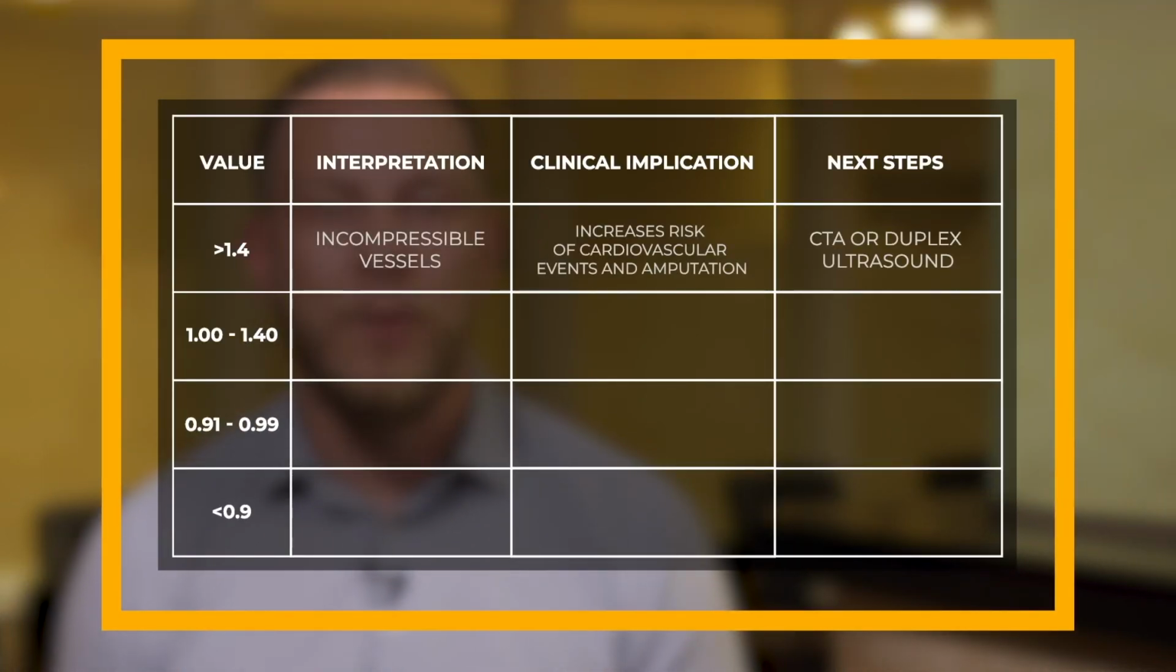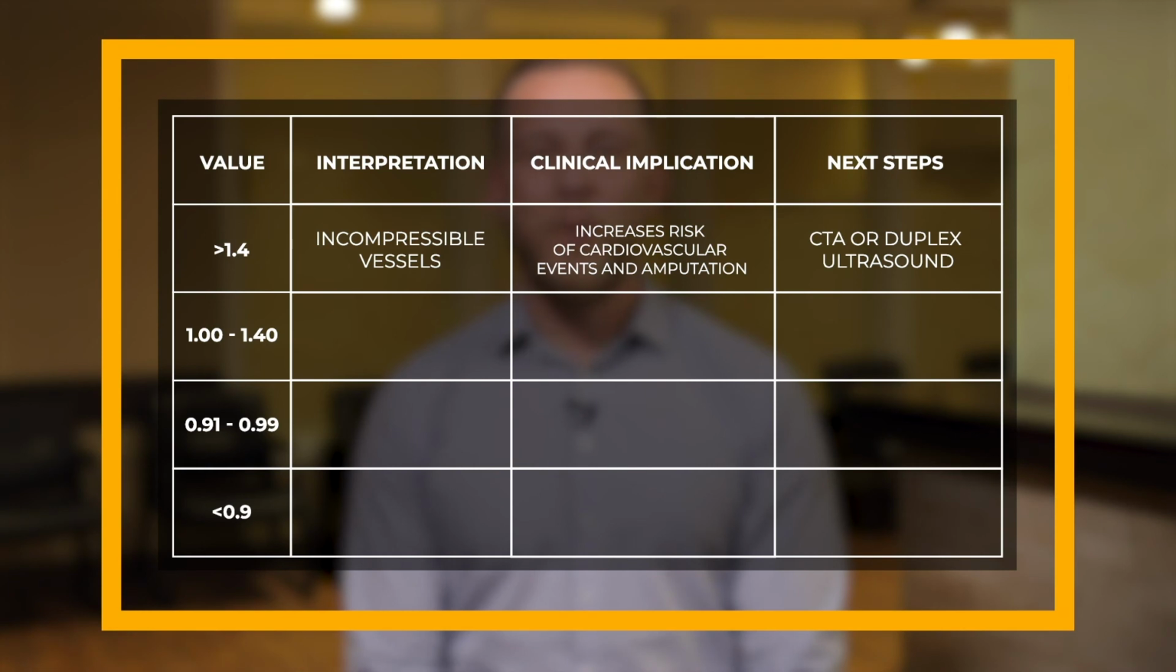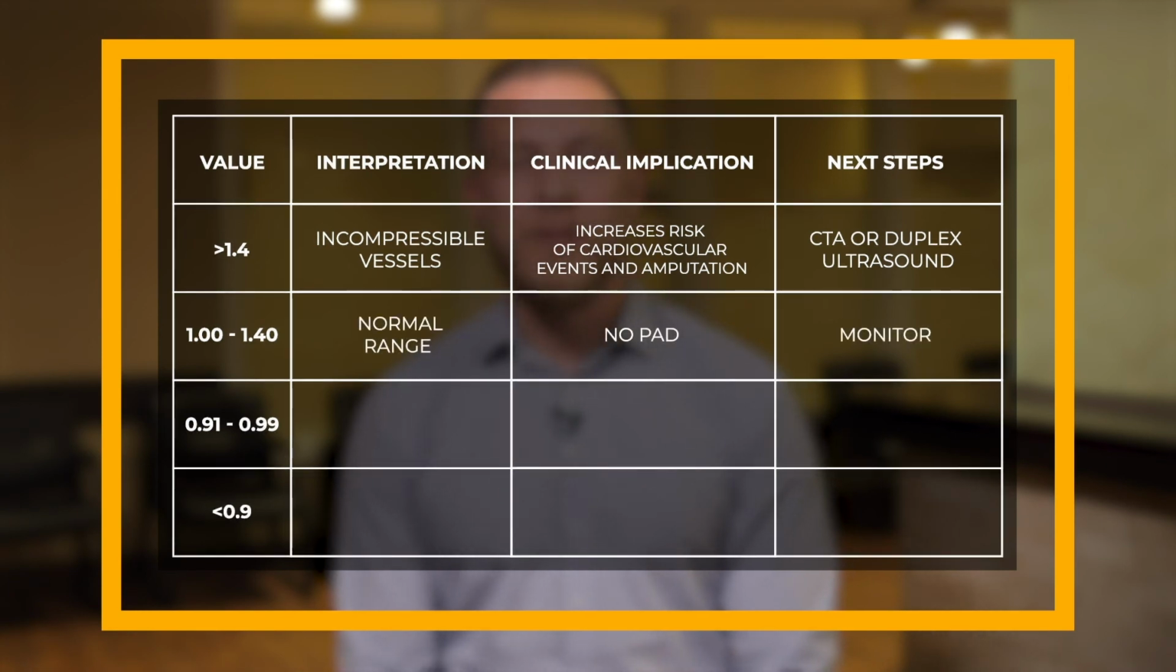So based on the current literature and the latest American Heart Association guidelines, the following are the accepted ranges for ABI interpretation. Values greater than 1.4 indicate incompressible vessels, which are more common in individuals with diabetes and chronic kidney disease. Individuals with an ABI greater than 1.4 have an increased risk of amputation and cardiovascular events, and they should be further investigated with CT angio or duplex ultrasound. Values between 1.0 and 1.4 are considered normal.